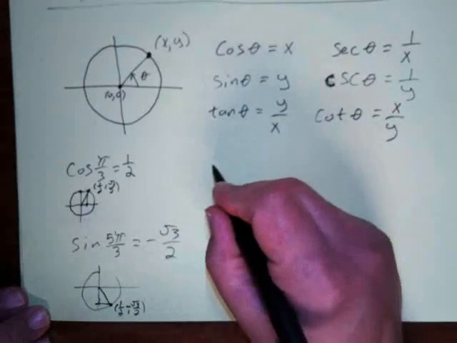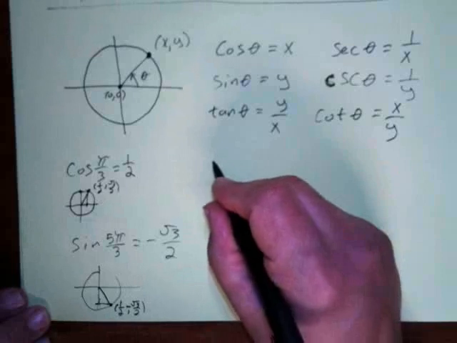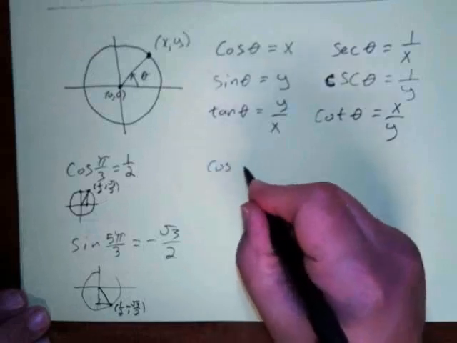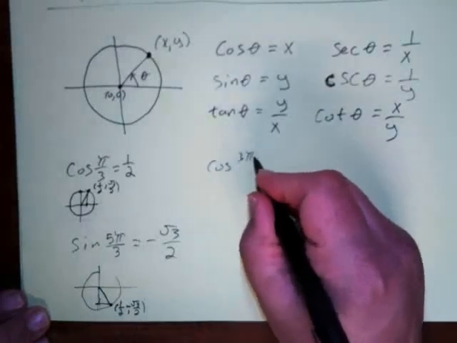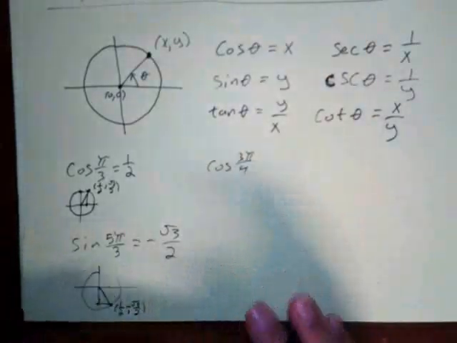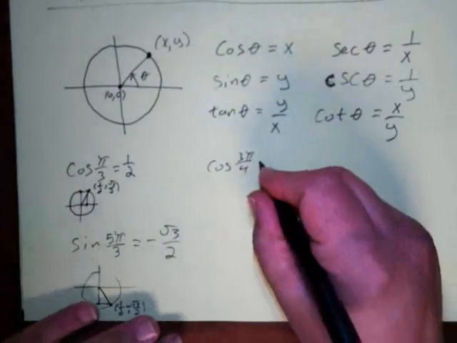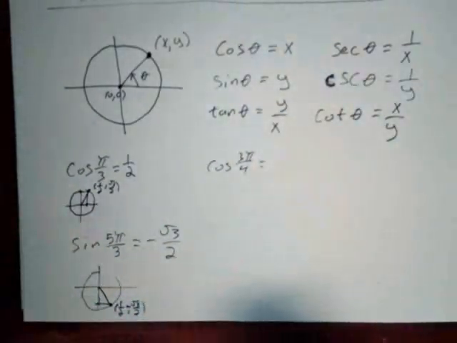If I had, let's say, a cosine of 3 pi over 4, I always liked the pi over 4 because I knew both the sine and the cosine was square root of 2 over 2.